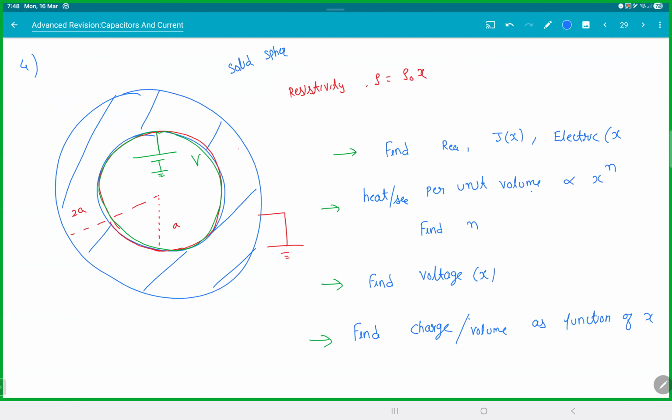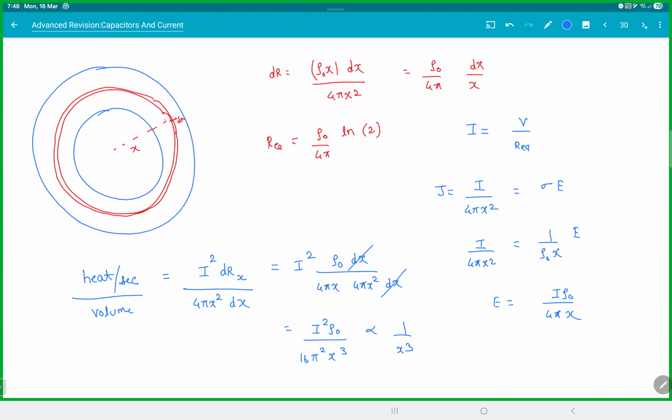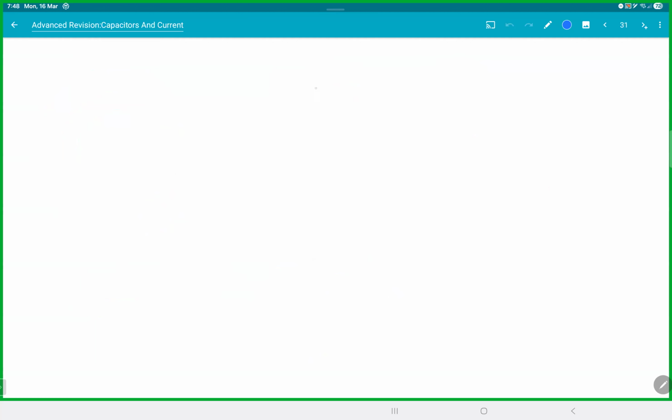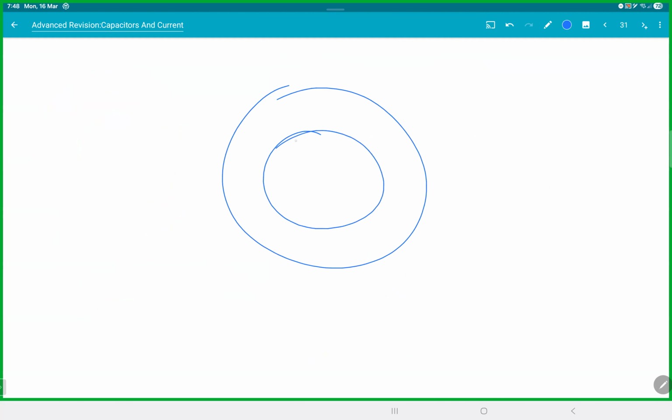That's your heat per second per unit volume. Question is still not over. How do you find the voltage and the charge? Voltage is a good one; charge we will talk about. The same question, I could ask in heat transfer. I will say there's a conductor here. The inside temperature is 2 T naught. The outside temperature is T naught. And I will say the conductivity K is equal to K naught x. Find the thermal resistance, find the heat flowing per second, find the temperature as a function of x. Idea is still the same.